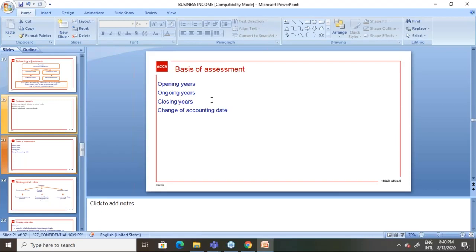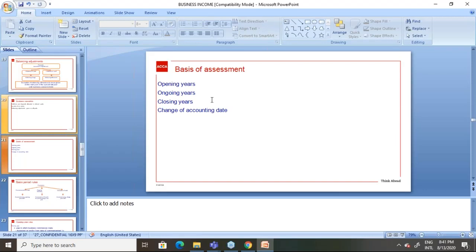So loss relief is an important area under any topic. It can be capital losses, property losses, non-trading loan relationship deficits. It can be a trading loss, which is highly examinable. It can be any loss. You must be familiar with the reliefs available in such situations. So when it comes to an unincorporated business, one of the most important aspects that can be tested at the exam is reliefs pertaining to trading losses.